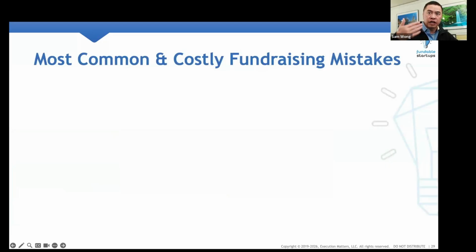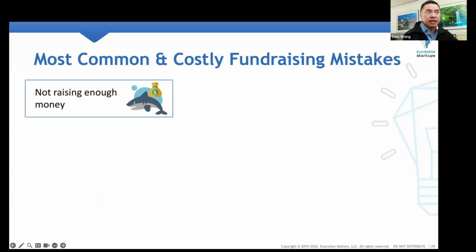We do cover a lot of detail because we've seen lots of founders make common and costly fundraising mistakes. One is not raising enough money. Of course, if you run out of money, then you'll have to raise money in distress. And anybody who's raised money before knows that when you're in a crunch, that's the worst time to raise money because you're going to get taken advantage of.